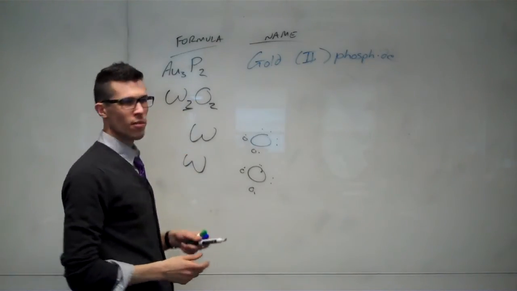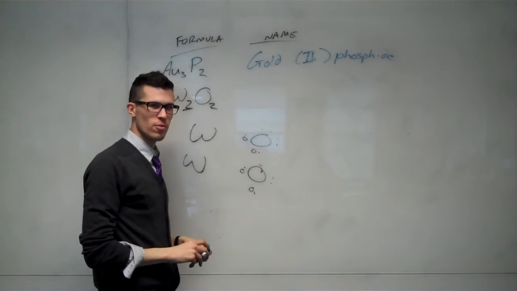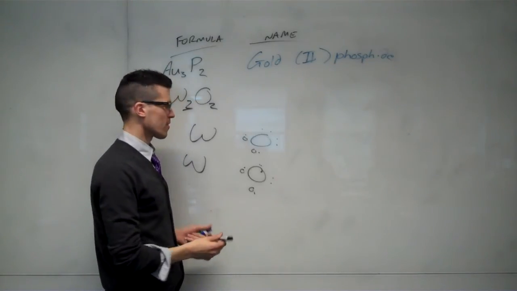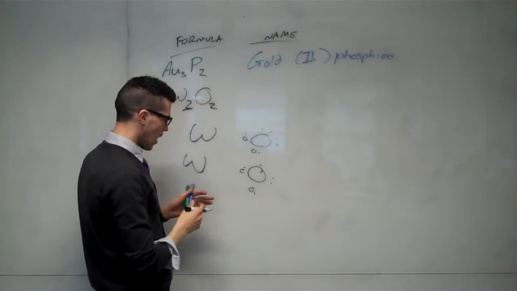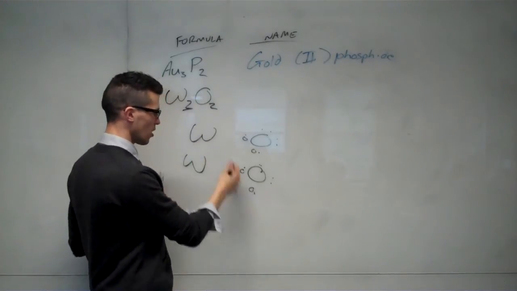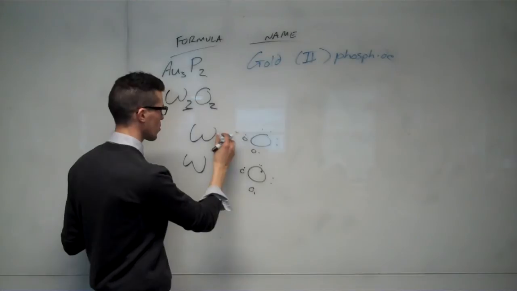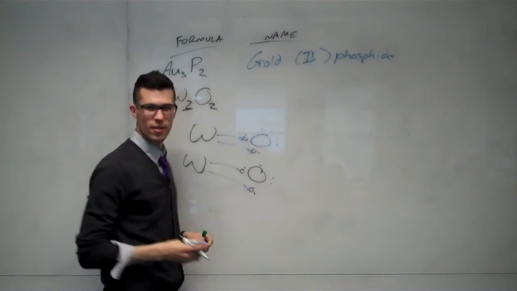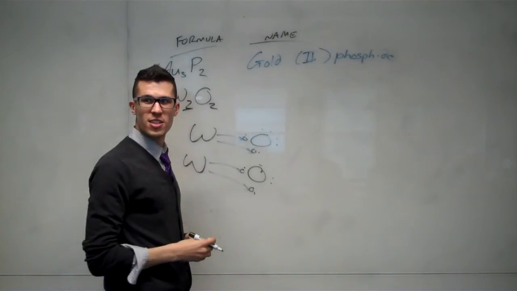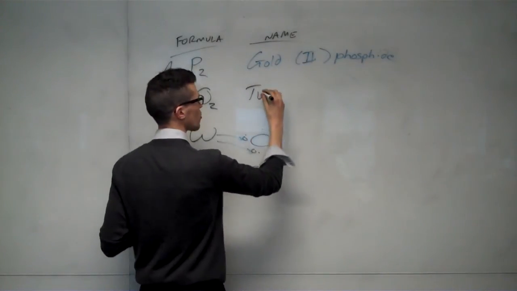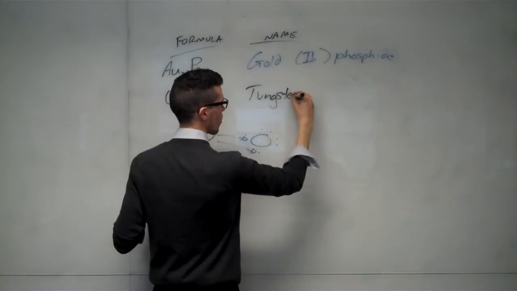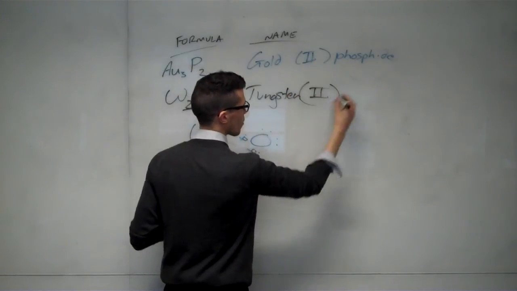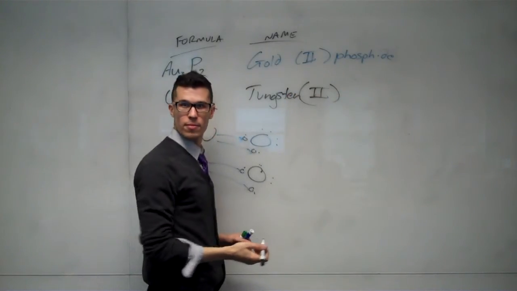It could be W2O2 or it could be WO. Okay. So right here, how many does each tungsten have to give? 2. Yeah. That crisscross applesauce works though. So each of these tungstens gives away 2. So we write it as tungsten(II). And then what's the last part?